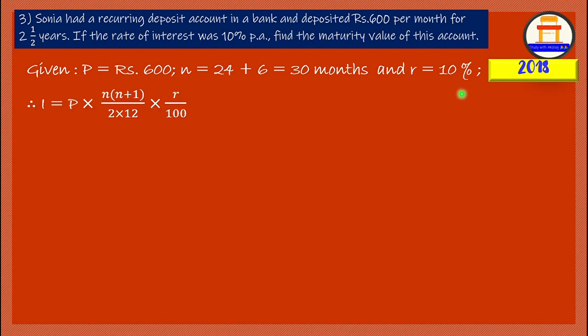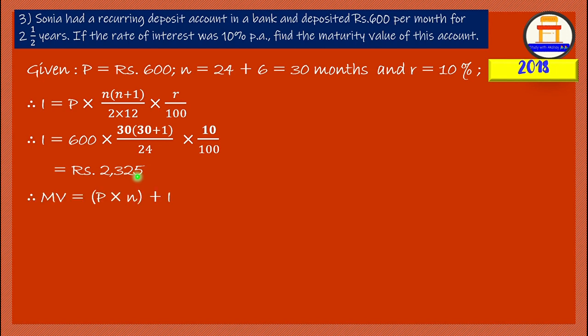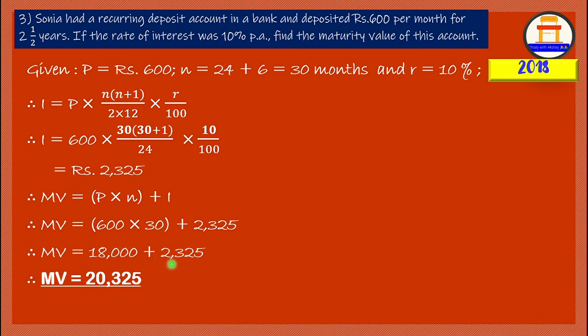So directly you can use the maturity value formula, else you can first find the interest and then find the maturity value. Interest is equal to P into n of n plus 1 into R divided by 2400. So 600 we are basically substituting in this step: 600 into 30 of 30 plus 1 into 10 divided by 2400. So we get interest as rupees 2325. Maturity value is given by the formula P into n plus I. Upon substituting, we get 600 into 30 plus 2325. So 600 into 30 is nothing but 18,000 plus 2,325, that is nothing but 20,325 rupees. This is our maturity value.